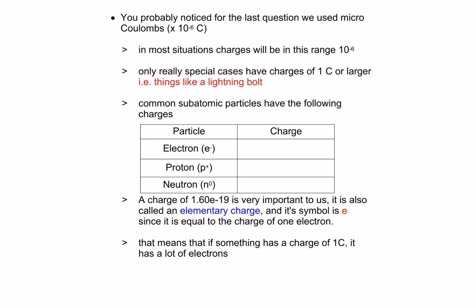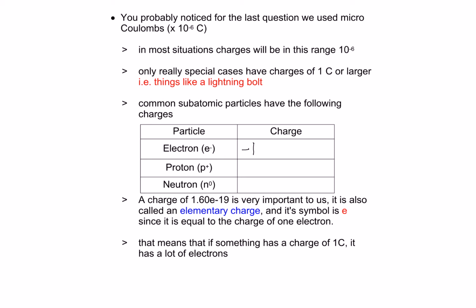For it to be something like 1 coulomb, we're talking about something that has a massive amount of electric charge. Things like lightning bolts have things like 1 or 2 coulombs of charge, so huge amounts of power. So most of the questions we're going to be doing are going to be pretty small amounts of charge. And the reason for that is our particles that are making those charges, the electrons and the protons, are pretty small.